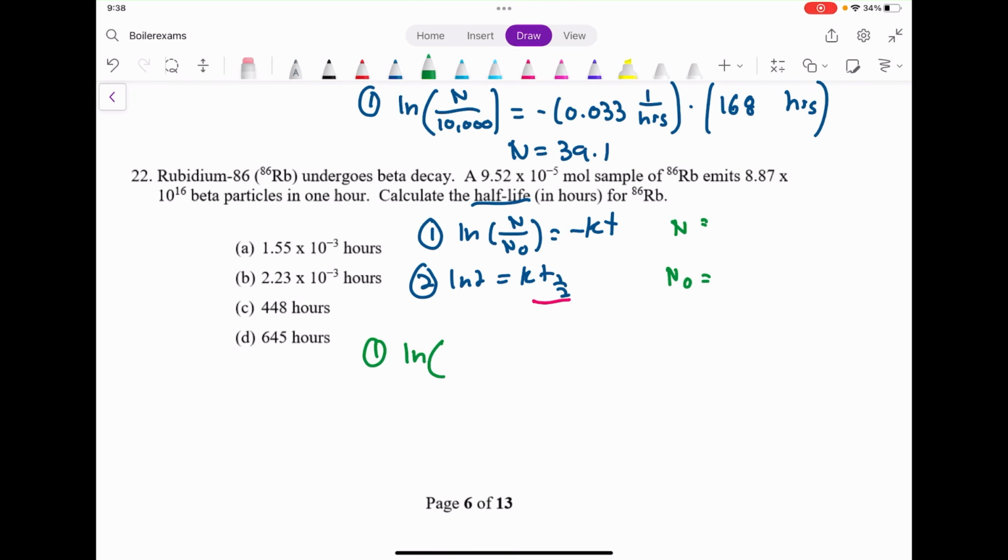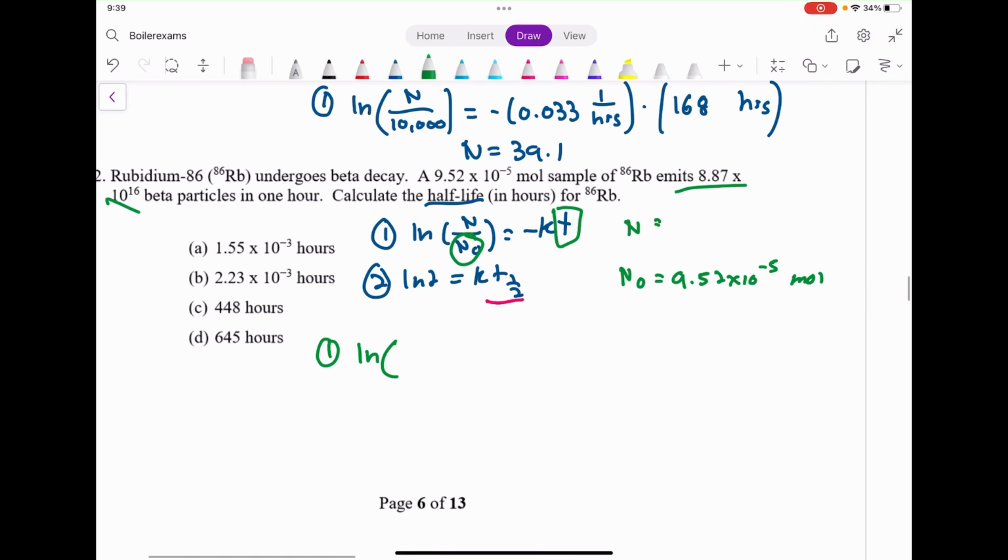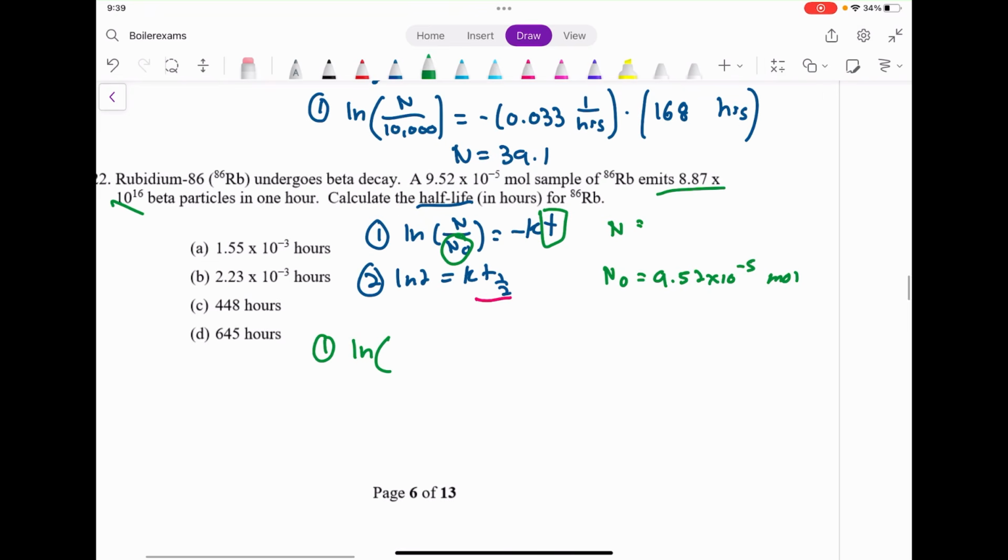Initially, our sample is this big, and that's in moles. But we know how fast it emits beta particles. We know that in 1 hour, it's going to emit that many particles, which means it's going to be that many particles smaller. So I can make 1 hour my t, and then I can take my N naught and subtract off how many particles it loses to be my N. That might sound a little confusing, but we can just set t to be 1 hour, and then we can calculate how many particles we have left after an hour.